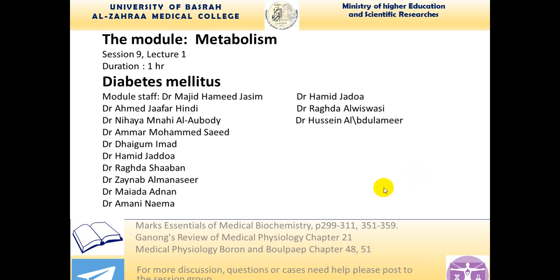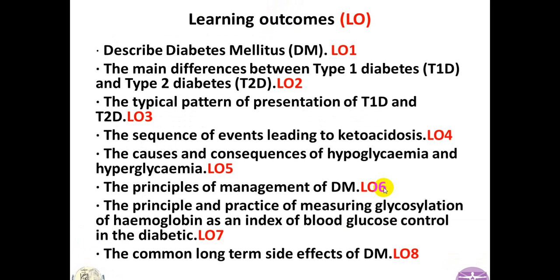So, the subject of diabetes mellitus is very important, and in this lecture, we will cover 8 learning objectives. First of all, I will describe the meaning of diabetes mellitus by defining it. Then I will differentiate between the main two types of diabetes, that is type 1 and type 2. Then the typical pattern of presentation of each type of diabetes.